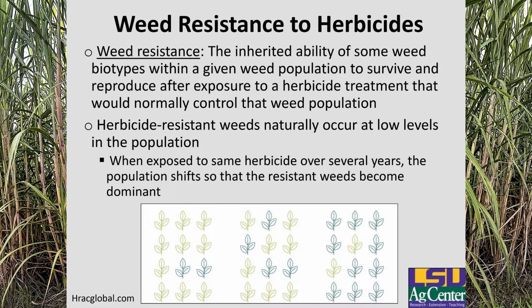So as you can see here in this little figure, all the green are susceptible. Say this is your first year. You've got two bluish ones that are resistant at low levels. Spray it with the same herbicide this year, spray it with the same herbicide next year, and you have more of that resistant population. Then it shifts to more of that resistant population year after year of using that same herbicide product.